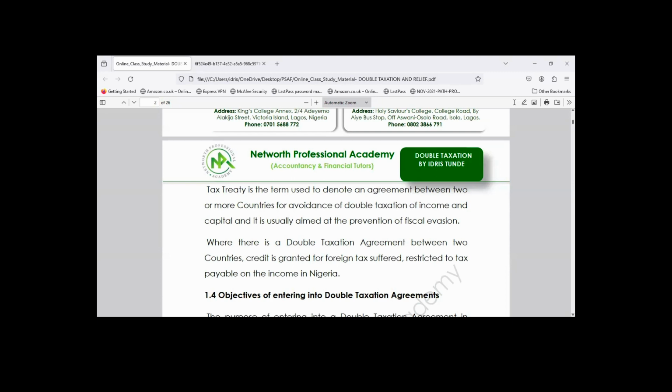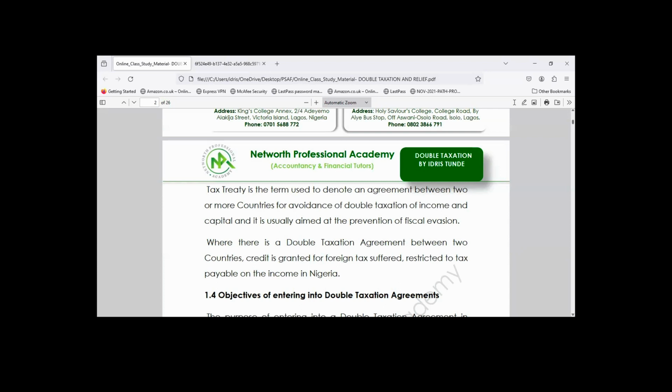Under this double taxation agreement, we have something called a multilateral treaty, where more than two countries sign an agreement among themselves for the avoidance of double taxation of income. That one is called a multilateral treaty. Example of a multilateral treaty: West Africa, they signed an agreement among all the West African countries that there should be a free trade zone, that some goods can be traded freely without any tax within the West African countries.